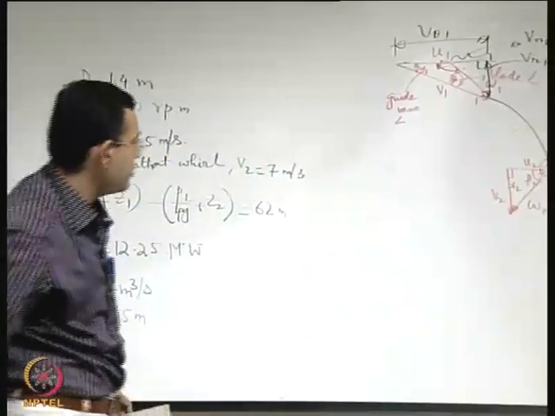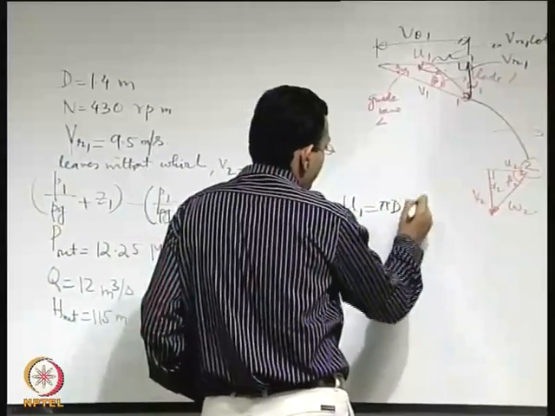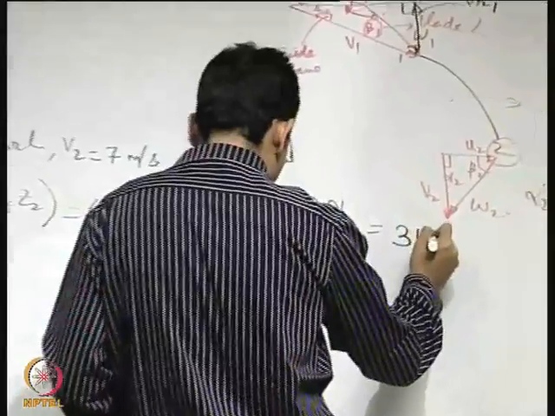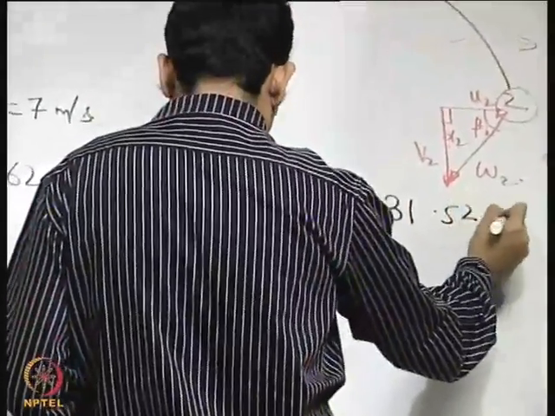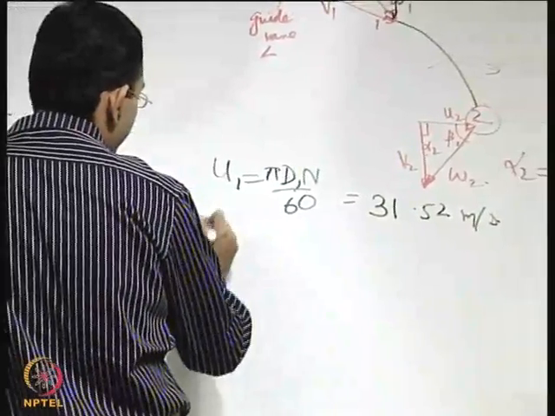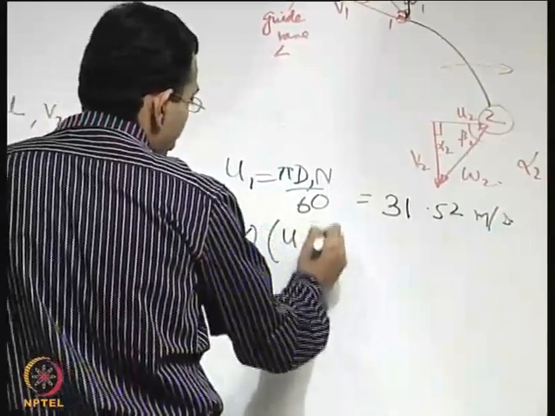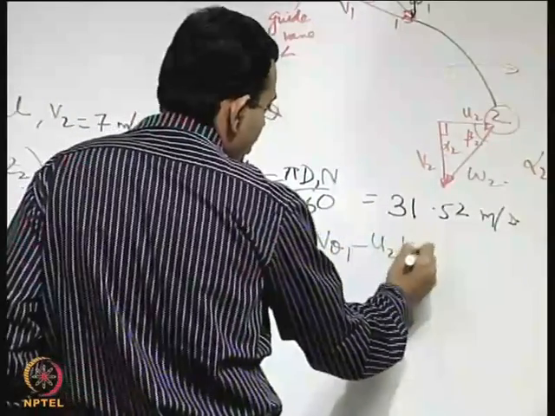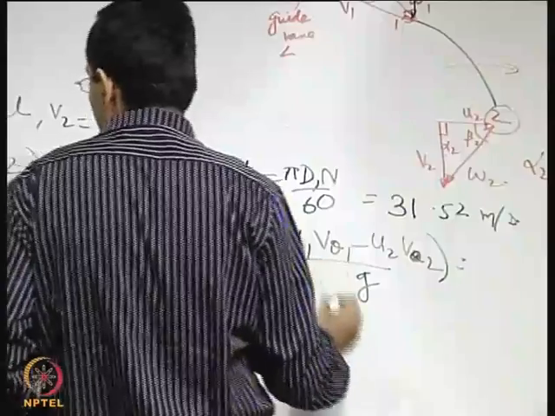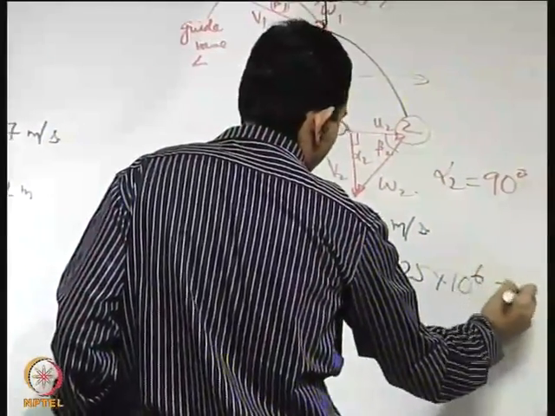So first of all, you can calculate U1, that is pi D1 n by 60. I am just giving you the numerical answer so that you can check: 31.52 meter per second. Then the power developed is rho g Q into H. H is (u1 v theta 1 minus u2 v theta 2) by g. That is given as 12.25 megawatt, 12.25 into 10 to the power 6 watt.